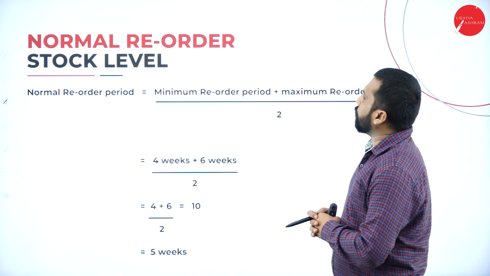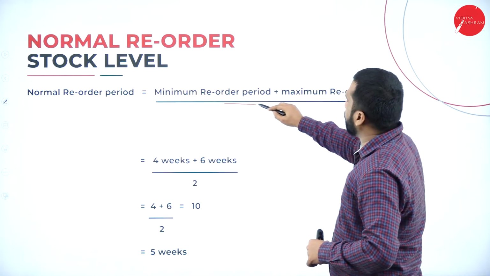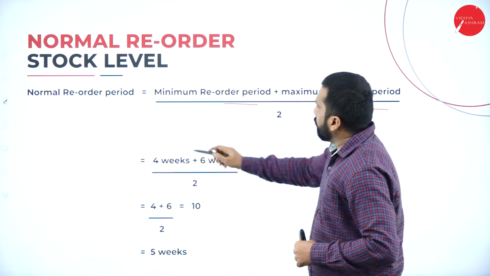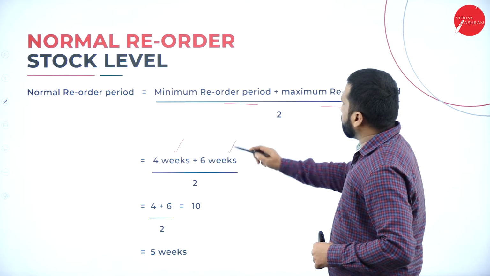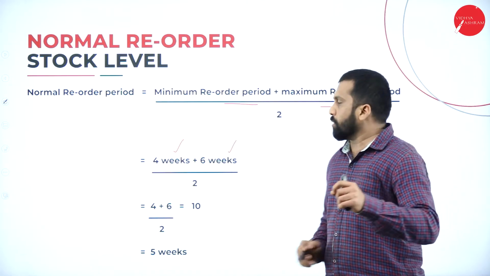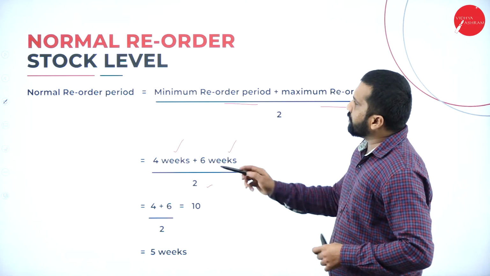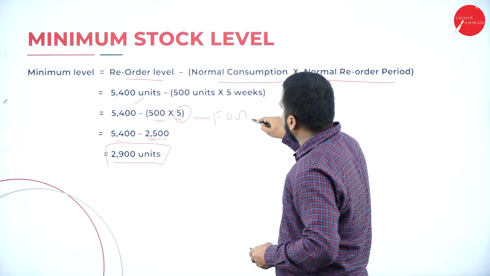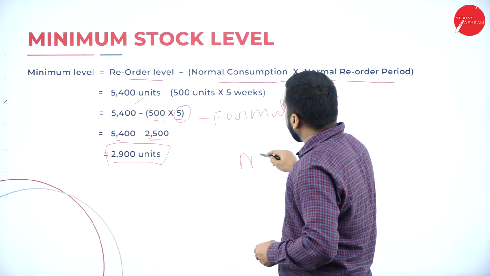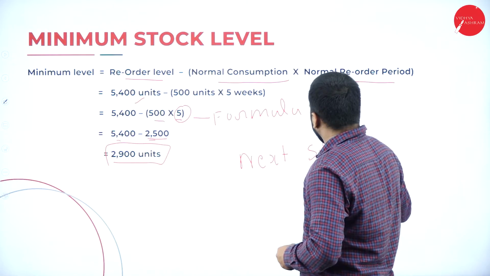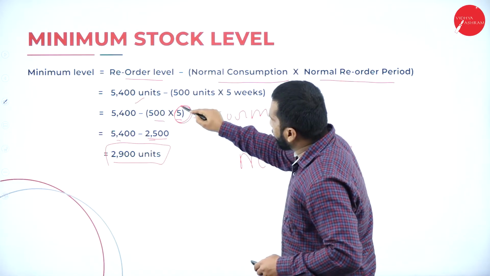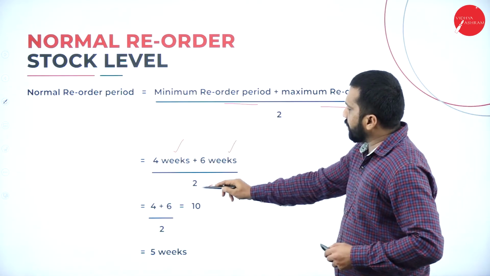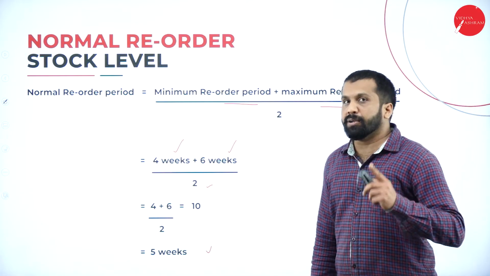Normal reorder period is minimum reorder period plus maximum reorder period divided by 2. Minimum is 4 and maximum is 6. Again I'll repeat, minimum is 4, maximum is 6, divided by 2. This is nothing but this formula. Next slide. See, how did we calculate this 5? I showed you, no? That only they have done here. 4 plus 6 divided by 2, you will get 5. That is the normal reorder period.